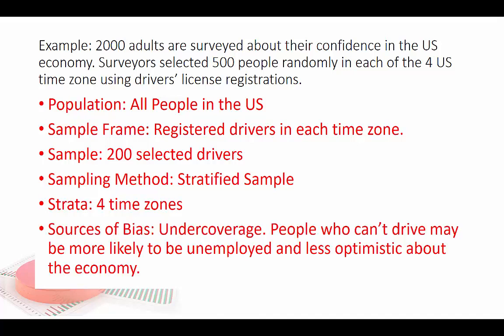Sources of bias. Well, you could actually have undercoverage because you notice we're using driver's license registrations. So people who can't drive may be more likely to be unemployed and less optimistic about the economy. We could also look at time zones. There are different parts of the country that do well. And let's say we go with Central Time and most of our people come from Texas by chance. Texas' economy is better than most. So we would be more optimistic if most of the sample came from Texas. So there are different ways that you can find different sources of bias for this sample.